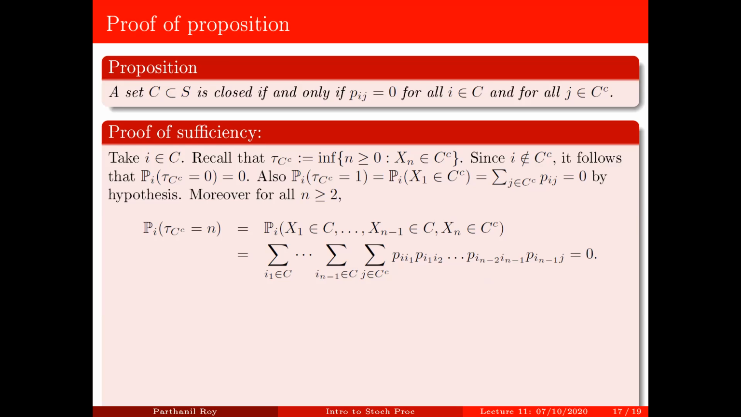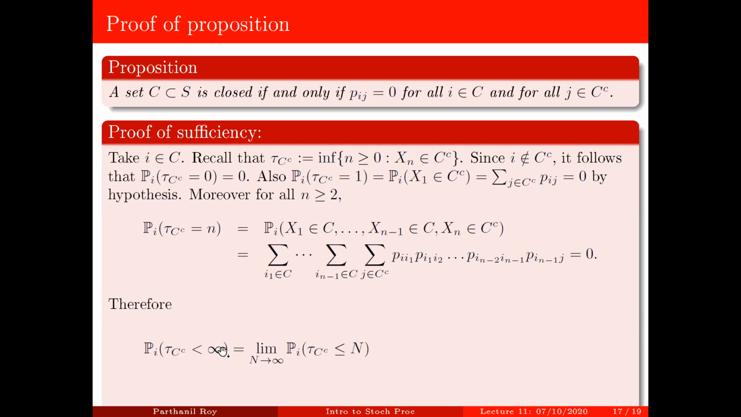We have just calculated this probability longhand. So what this shows is that for every non-negative integer n, starting from i, which is in C, the probability that you reach C complement for the first time at time n is 0, using the hypothesis that P_ij is equal to 0 for all i in C and j in C complement. So therefore, starting from i, you will be able to actually reach C complement in a finite amount of time.